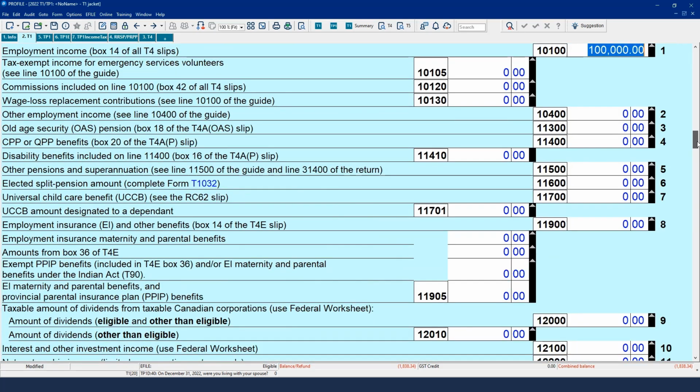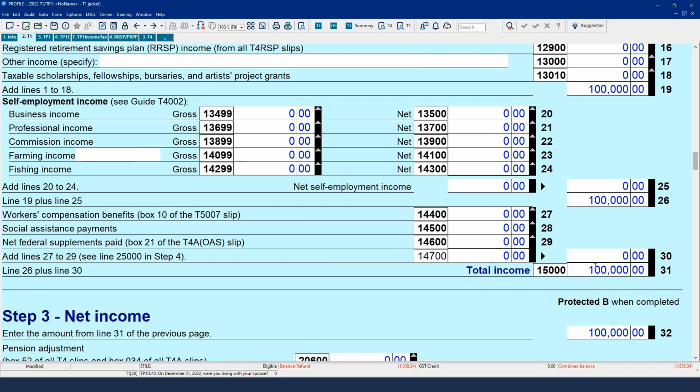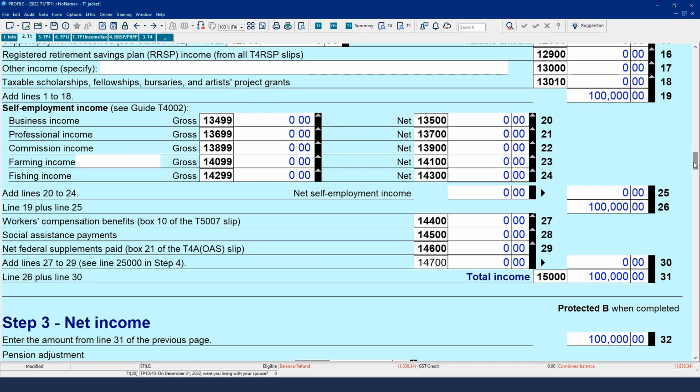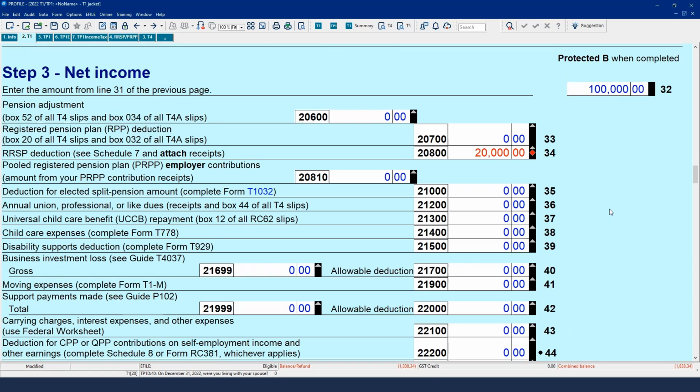So same idea with your capital gains. If you make a profit of, let's say, $20,000, now $20,000 is not going to get added to your T1 return. It's not going to be included in your total income. Only half of that gets added to your total income. So it's going to be called taxable capital gains. So this line here, line 12,700, will be half of $20,000, so it will be $10,000, and then that $10,000 will get taxed based on your brackets.